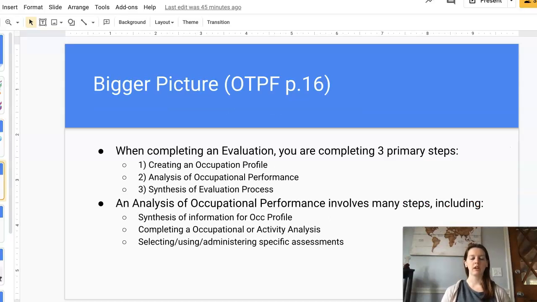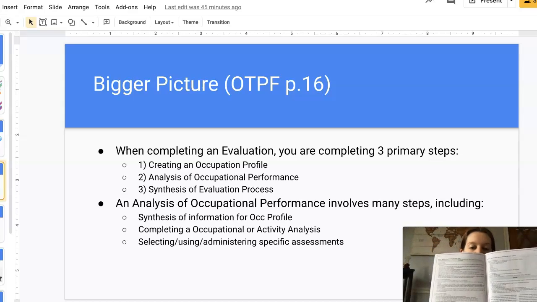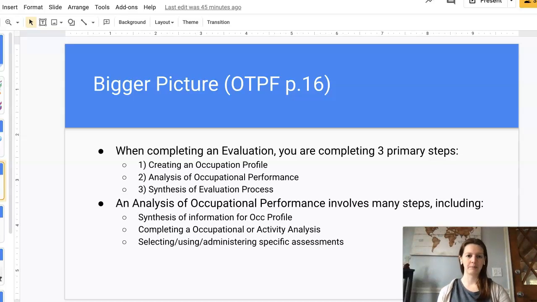So when we start thinking about the bigger picture of where the activity analysis comes into play, if you turn to page 16 of your framework, you're going to be looking at the evaluation page, and this is where we're going to begin. So taking even another step back, when we're looking at an evaluation, we're looking at 3 things: creating an occupational profile, analysis of the occupational performance, and synthesis of the evaluation process.